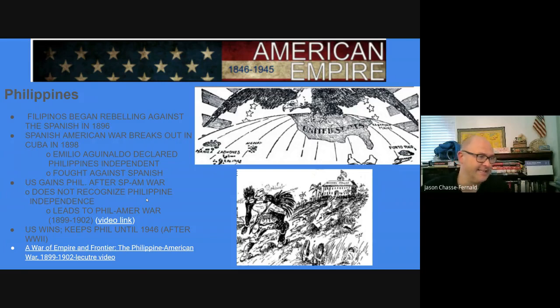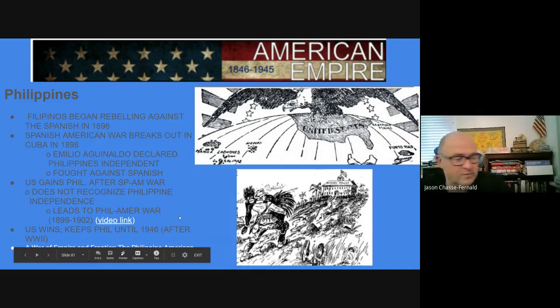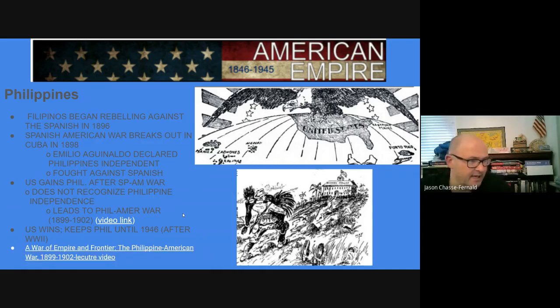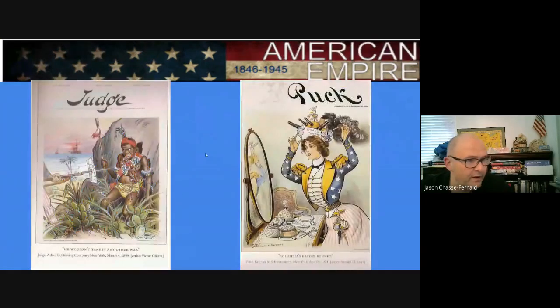What we need to understand is that the United States does keep the Philippines, and we will keep the Philippines until after World War II. There will be a number of pushes and attempts to spin off the Philippines as an independent country, but for various reasons we do keep it until the end of World War II. Obviously the Japanese are going to occupy it during World War II as well, but once World War II is done, the Philippines will be given independence. Now let's look at some more images from this era.